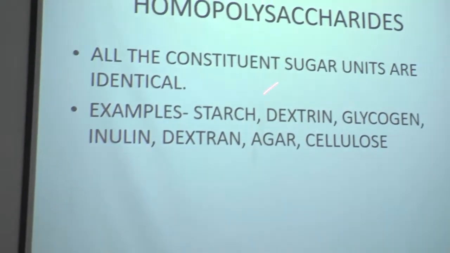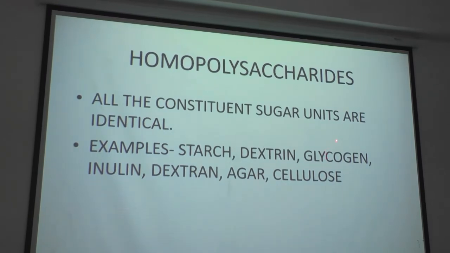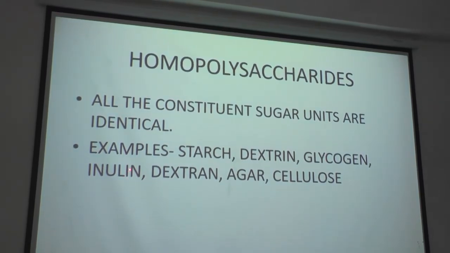Examples of homopolysaccharides: starch, dextrin, the broken part of the starch, glycogen, the animal starch. All these are polymers of glucose. You need inulin, a polymer of fructose. Next is cellulose, a polymer of glucose, but the linkage is beta 1,4. Dextran, what is dextran? Dextrose sugar.